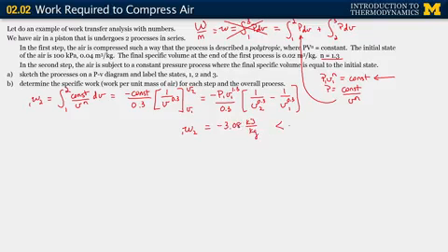And again, this is less than 0, which confirms our understanding that work in is negative. That's our sign convention. Super.